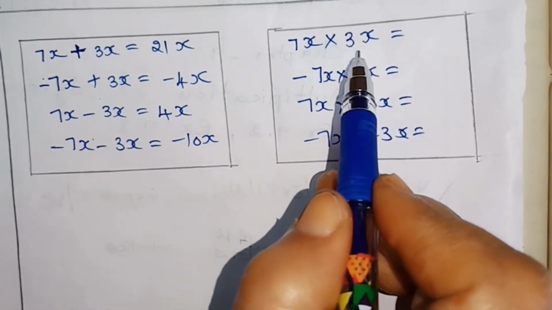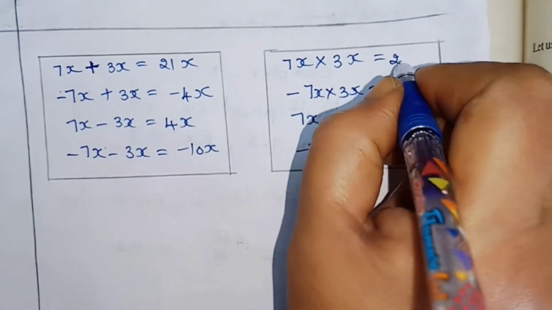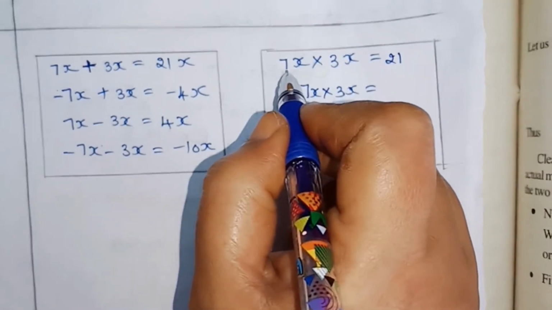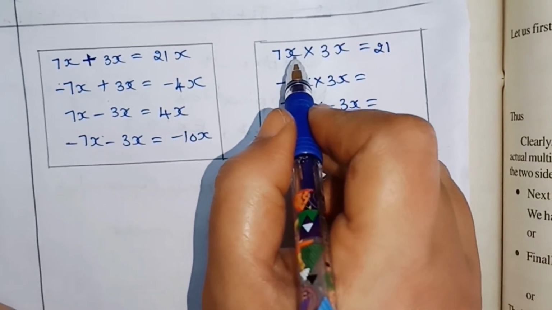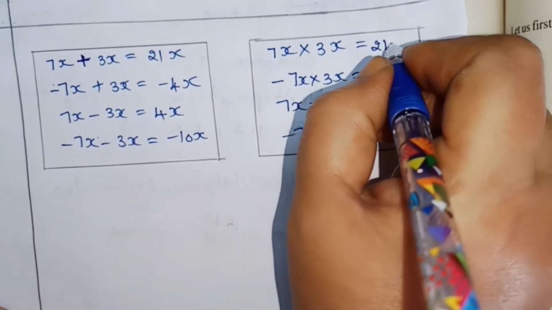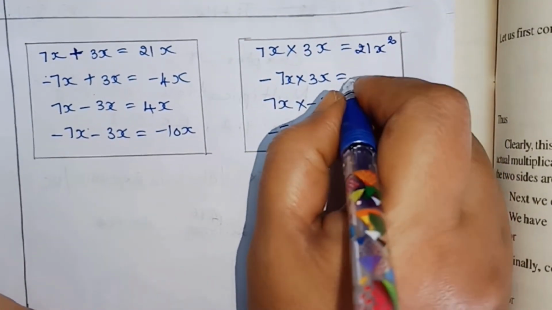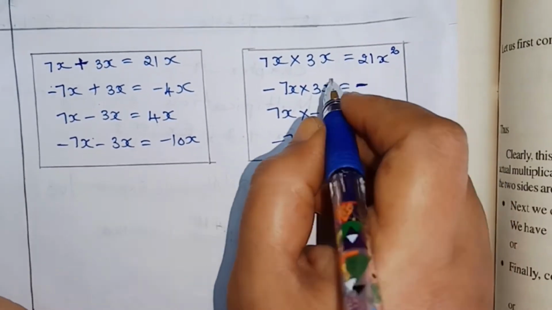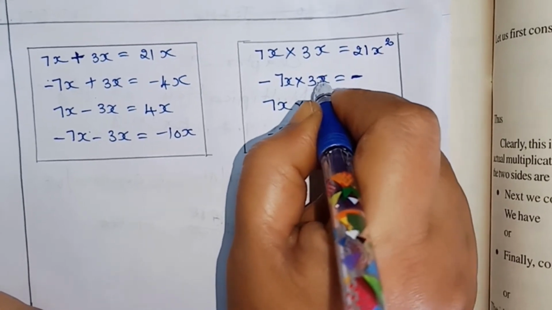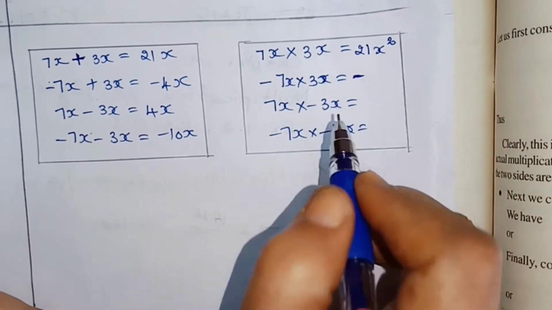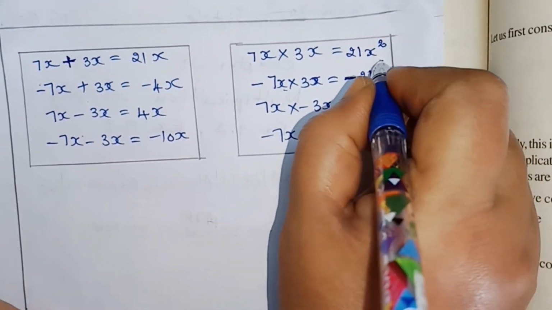7x into 3x. 7 3s are 21. We have to multiply the coefficients. This is the coefficient, 7 and 3. Then you will multiply the variables. X into x is x square. Then minus into plus is minus. Here plus sign is not indicated, but it is understood that 3x means plus 3x. So minus into plus is minus. 7 3s are 21. X into x is x square.